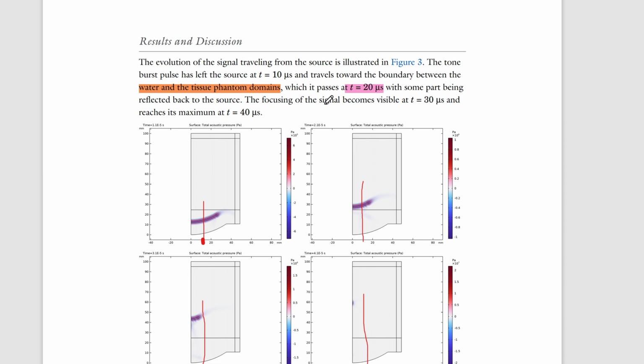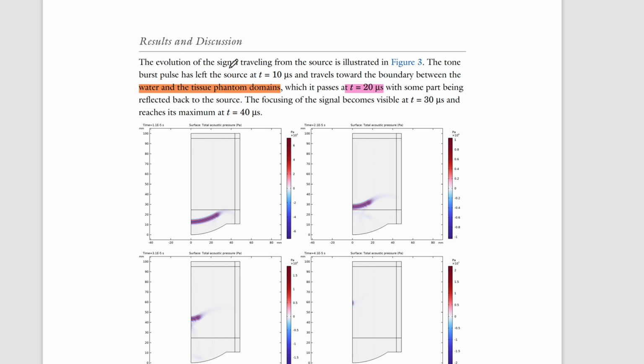The focusing of the signal becomes visible at time equal to 30 microseconds. Oh, this is millimeters. This is depth. Okay, let's erase these. Are these both millimeters? Oh, yeah, there's no time here. We only have pressure intensity here. Never mind that. There's no time here. So if we were imagining... I want to draw this out then.